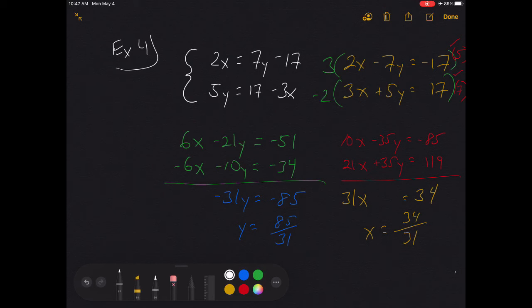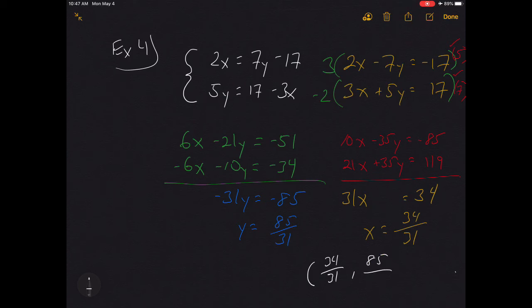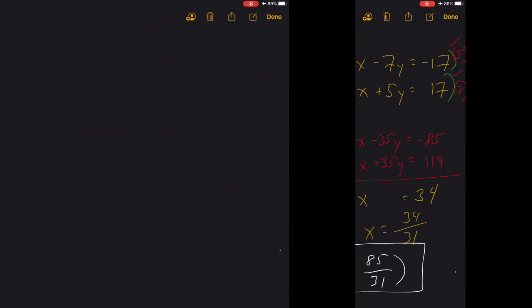So the actual ordered pair would be 34 over 31, comma 85 over 31. Not a very pretty answer. That's not one of those that works out nicely just to be like, 2, negative 10 or something like that. But that is the place of intersection of those two equations.